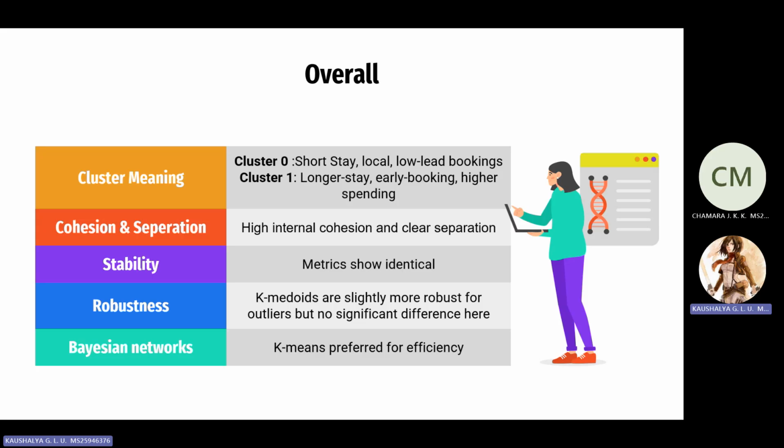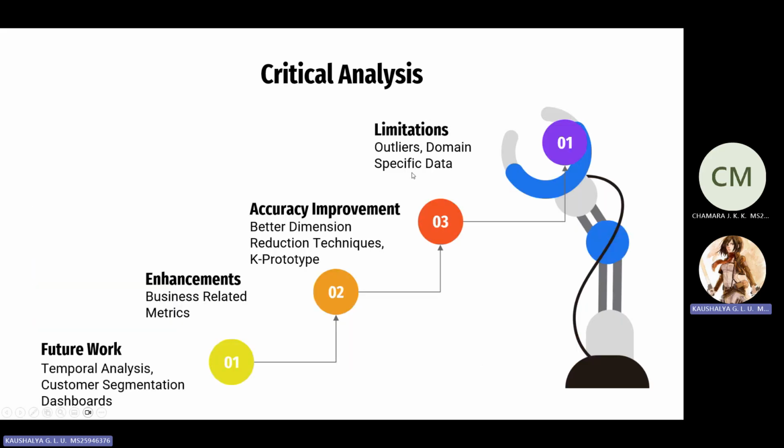Even though k-medoids is slightly more robust to outliers, there is no significant difference between the two algorithm outputs for this dataset. But k-means is preferred due to efficiency, as k-medoids takes much more time with this amount of data. Moving into the critical analysis, we have to note that there are some limitations with outliers and domain-specific data as well.